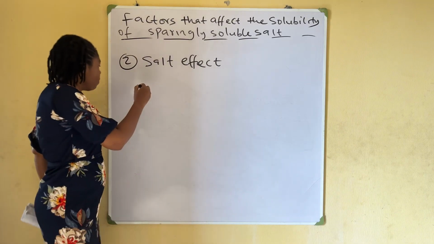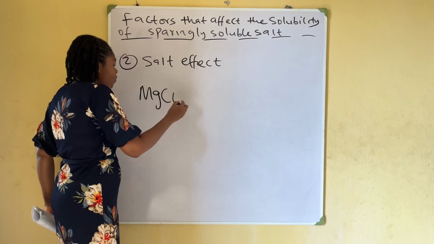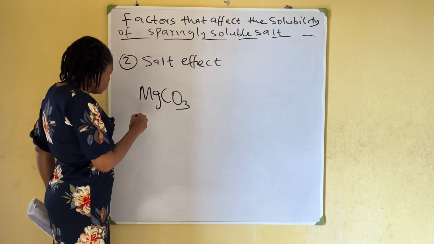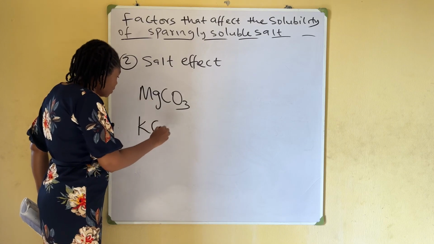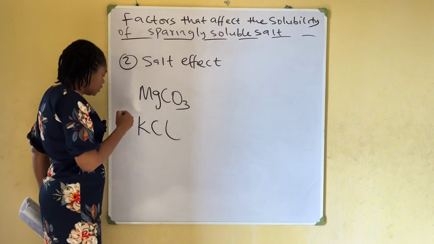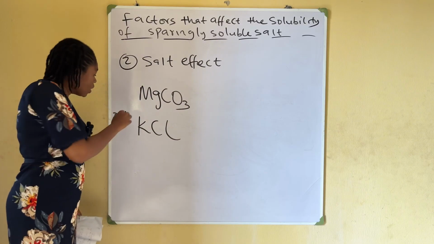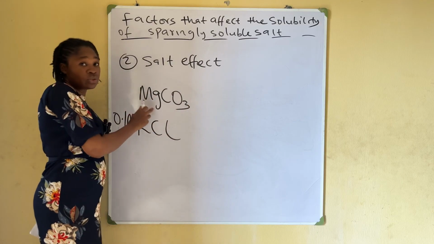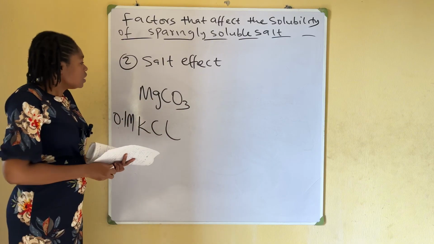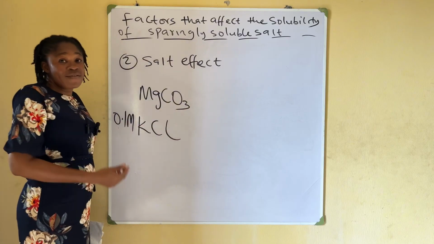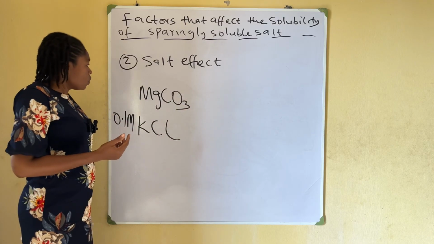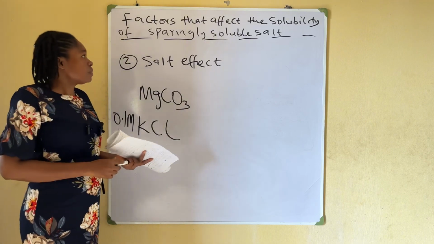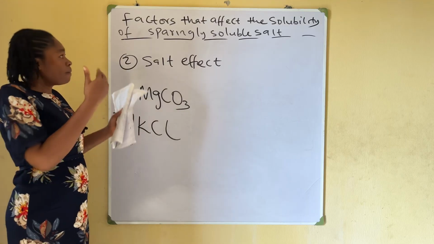Look at this, for example, magnesium carbonate. If I introduce potassium chloride into this solution, let's say 0.1 molar concentration of potassium chloride, into the saturated solution, what will happen to the solubility of this? It's going to increase, even by 5%. So uncommon ion effect, solubility increases. We're going to be solving exercises on this.